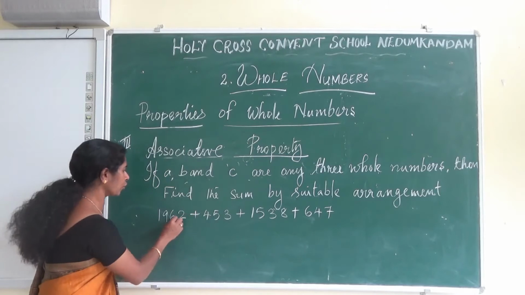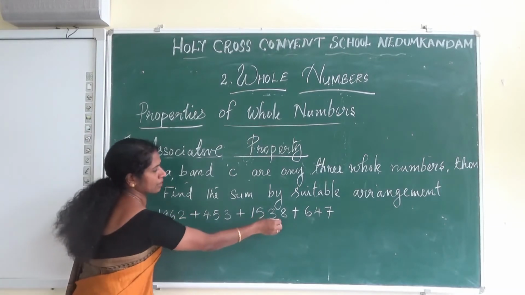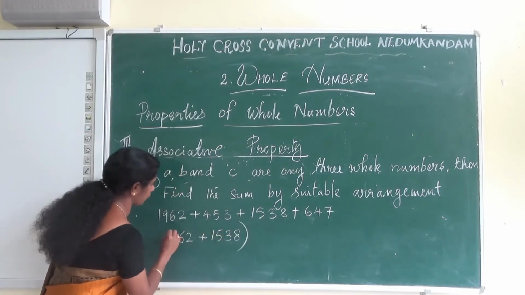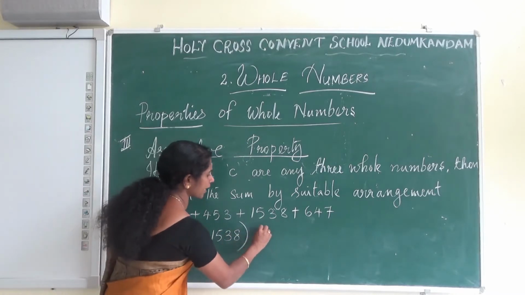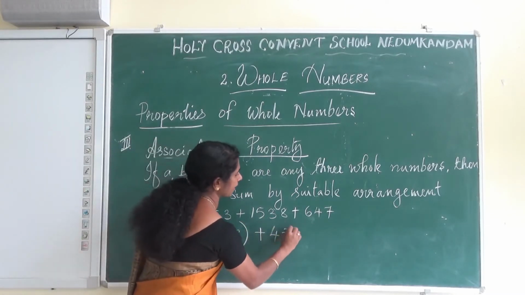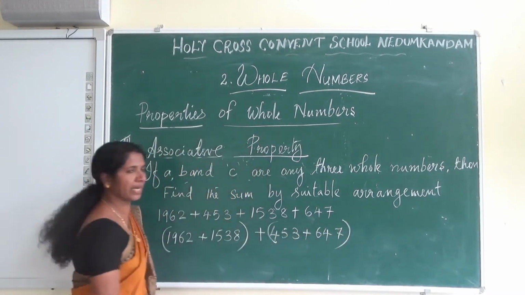If zeros are there in the answer, it is easy to add. So we have to group 1962 plus 1538, that we have to put in a bracket, plus the remaining numbers, 453 plus 647, that also we have to group.